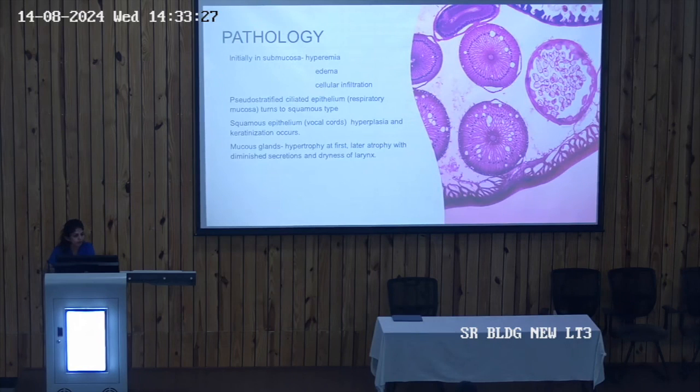In the submucosa, there will be hyperemia, edema, and cellular infiltration. The pseudostratified ciliated epithelium of the respiratory mucosa will turn to the squamous type after infection. And in the squamous epithelium of the vocal cords, there will be hyperplasia and keratinization. In mucous glands, there will be hypertrophy first. Later, there will be diminished secretions and dryness of the larynx.